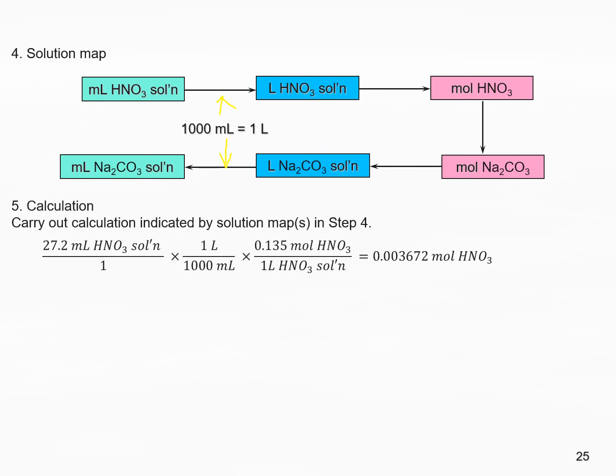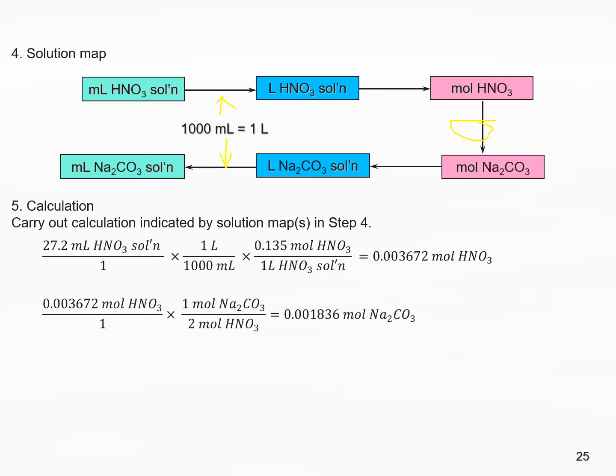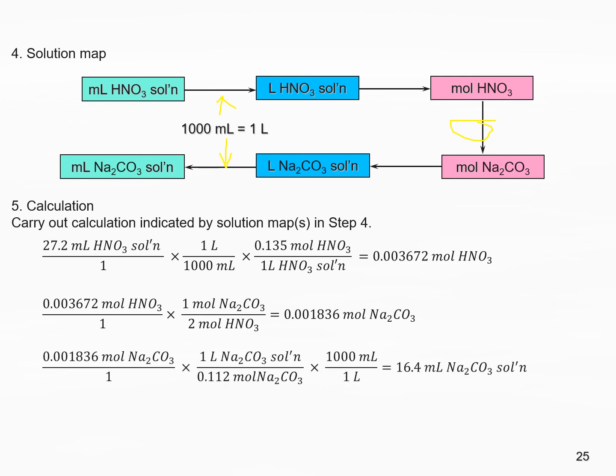And we're going to carry out this solution map. All right, so let's do 2 conversions in the first line. So milliliters to liters, liters to moles, excuse me. Then the next step, that would be this arrow. So stoichiometry, we convert the moles of nitric acid to the moles of sodium carbonate. And the last step would be the conversion in the second row here. So moles to liters to milliliters. We have 16.4 milliliters of sodium carbonate solution.